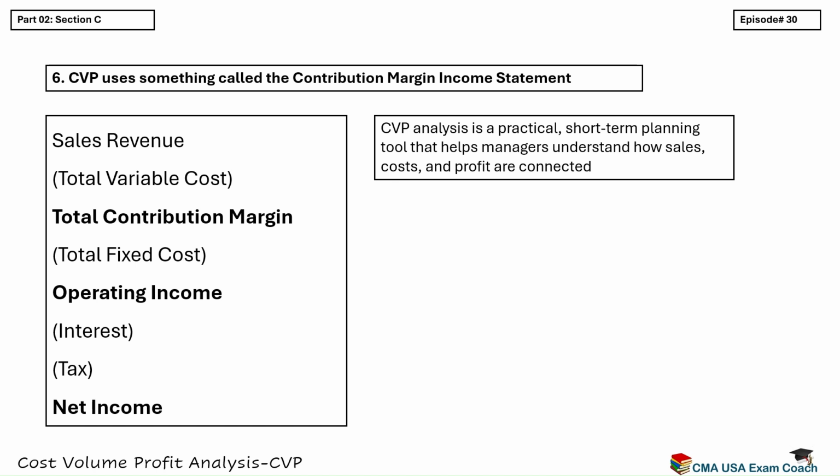So in summary, CVP analysis is a practical, short-term planning tool that helps managers understand how sales, costs, and profit are connected, and helps them make smarter decisions.